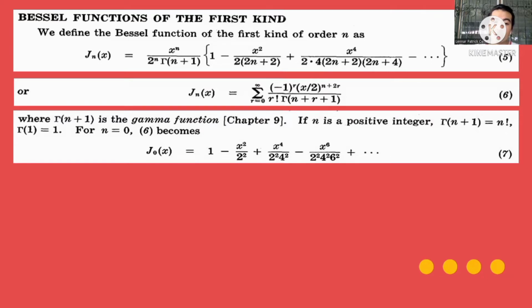So dito rin, for n is equal to 0, yung series becomes J sub 0 of x is equal siya sa 1 minus x squared over 2 squared plus x raised to 4 over 2 squared 4 squared minus x raised to 6 over 2 squared 4 squared 6 squared, and so on and so forth.